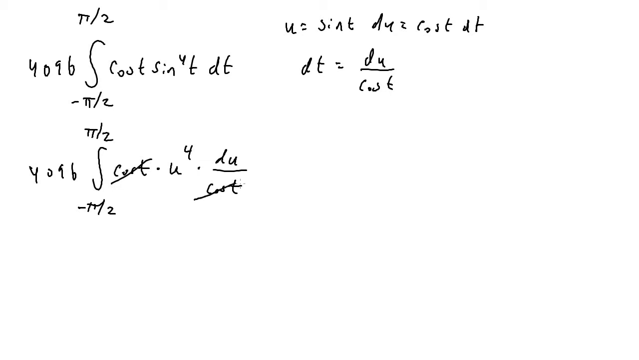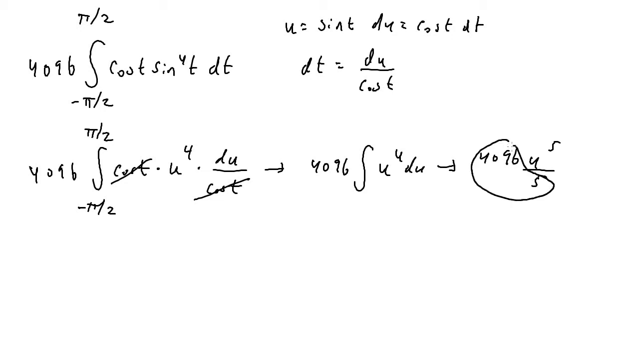Notice the cosines will cancel, and so we're left with 4096 times the integral of u to the 4th du. And so the integral of u to the 4th is u to the 5th over 5. So we get 4096 times u to the 5th over 5.